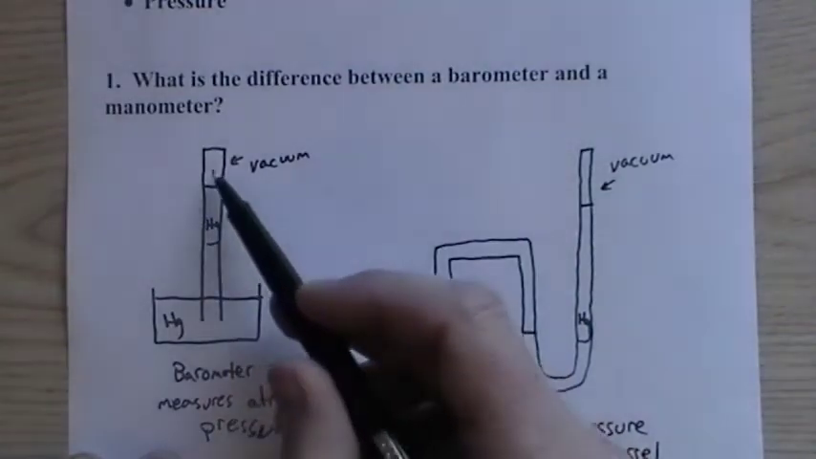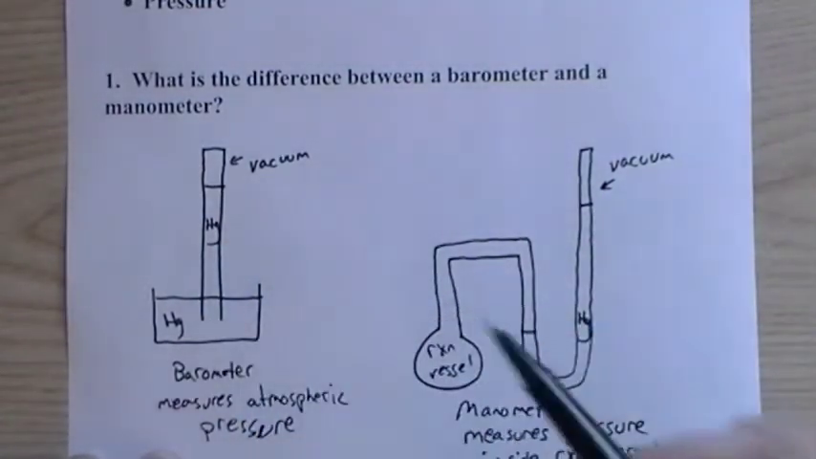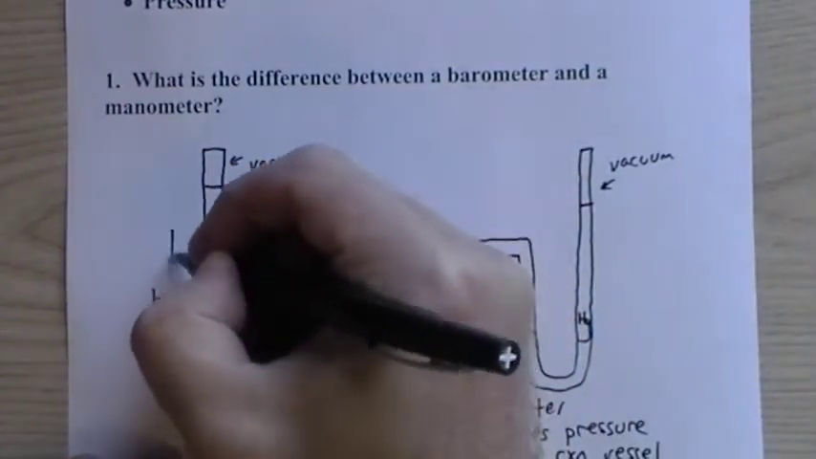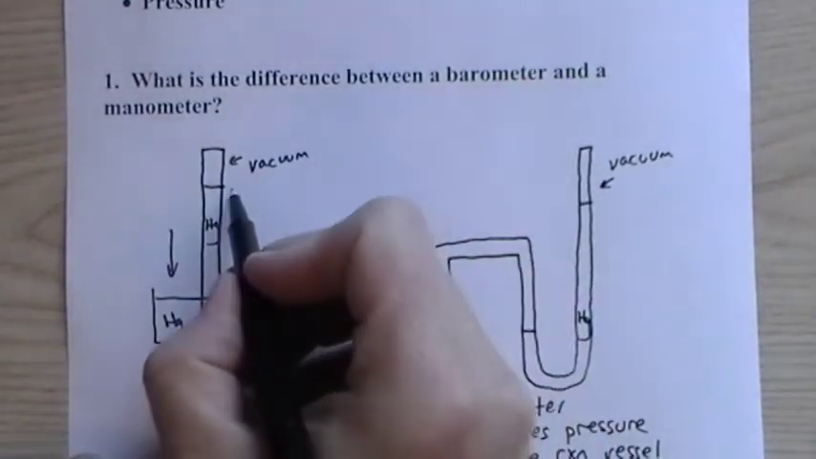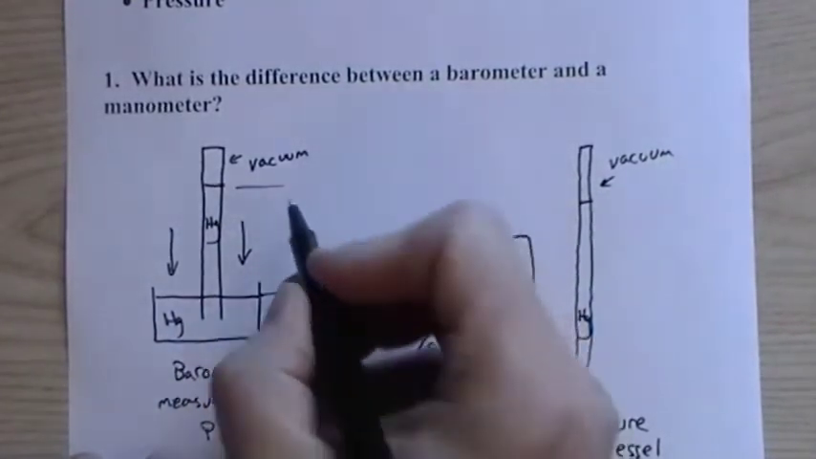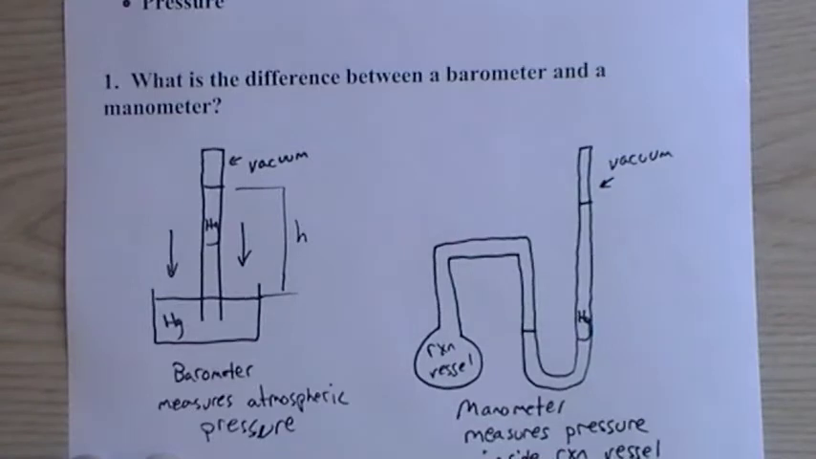They both have evacuated tubes, something that starts out with a vacuum, and then they have mercury. A barometer, though, is opened up to the atmosphere, and the atmosphere can push on it, pushes the mercury up into the column, and so the height here is given in millimeters of mercury, and that's how we find our pressure.